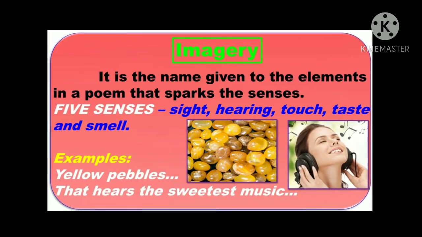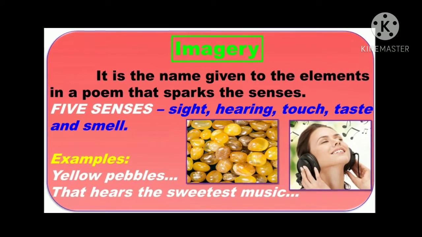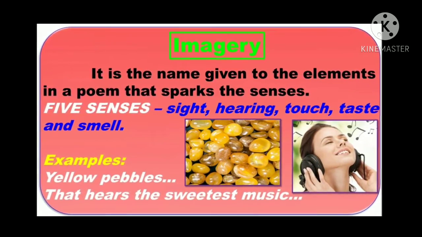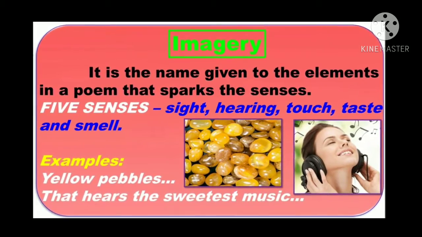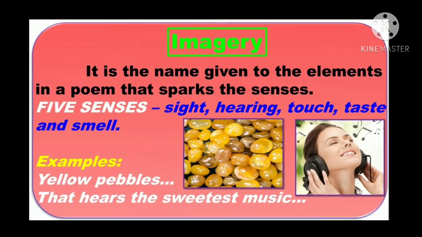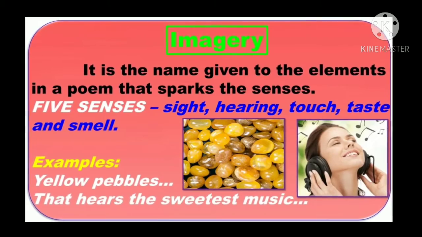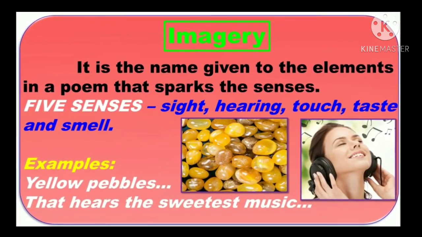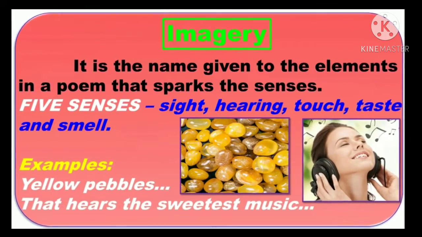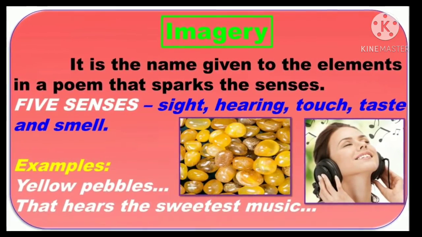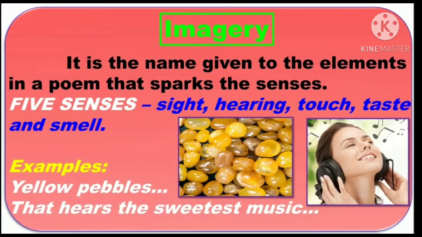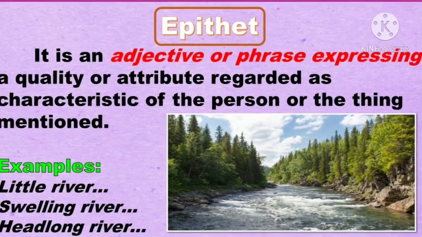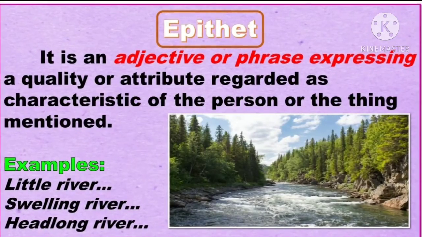Look at the example: yellow pebbles that hears the sweetest music. So, when we use the words yellow pebbles, immediately we get the imagery of the sentence, right? At the same time, in that hears the sweetest music, we also sense that we are listening to some music. Got it? Yes. The next one is epithet.